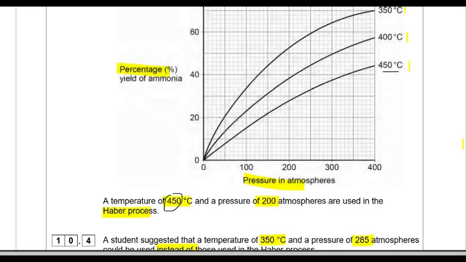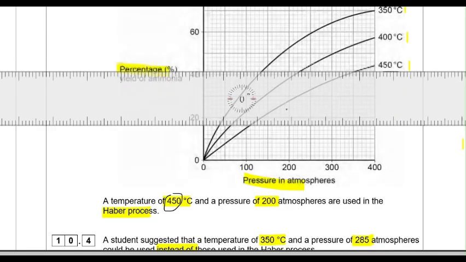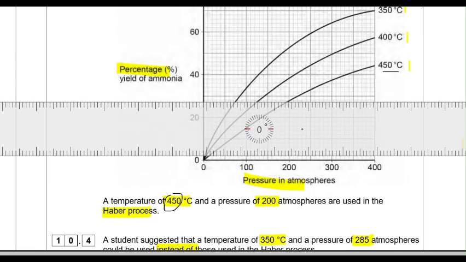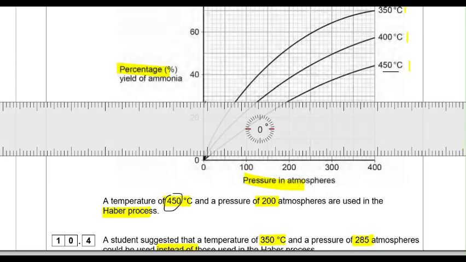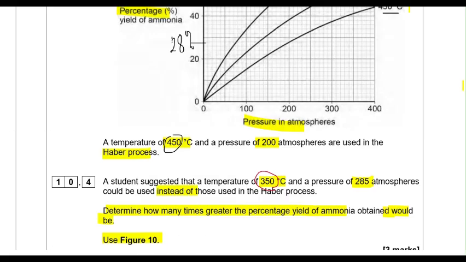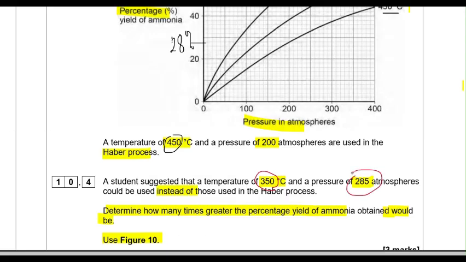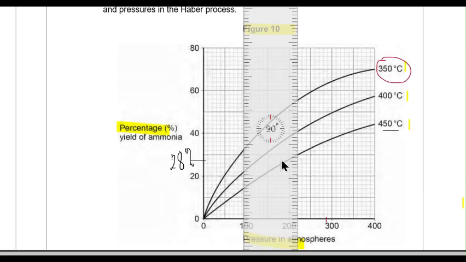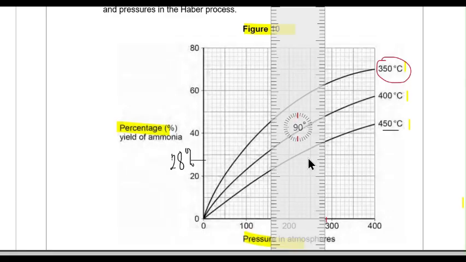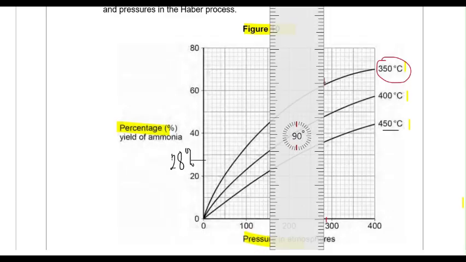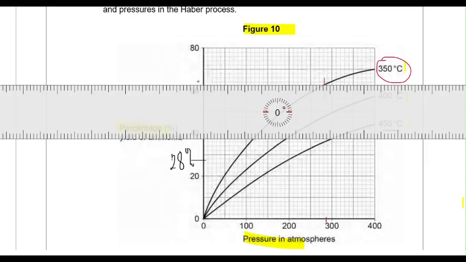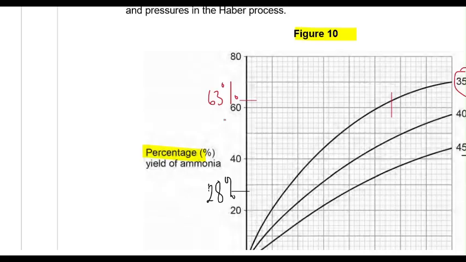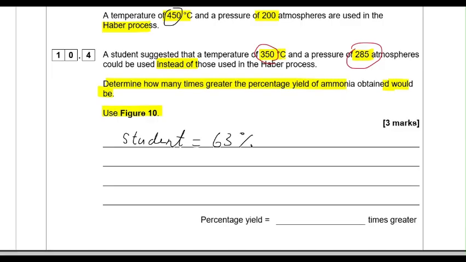Where our construction line meets, we draw then a line across to the percentage graph and work out the percentage. You can see here it works out at 28% yield. Now I've indicated this in red, so look at the 350 line now. We repeat this construction line up to the 350 from 285 atmospheres. Mark across to the percentage line, and you can see clearly 63% using the scale. So what the student has suggested was 63%, and what the Haber process is, 28.